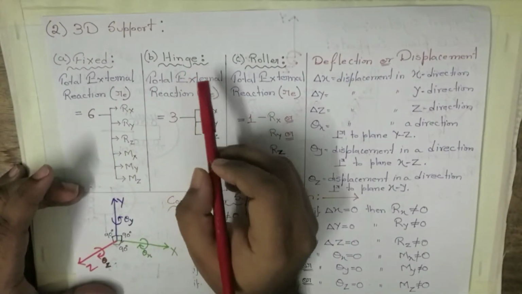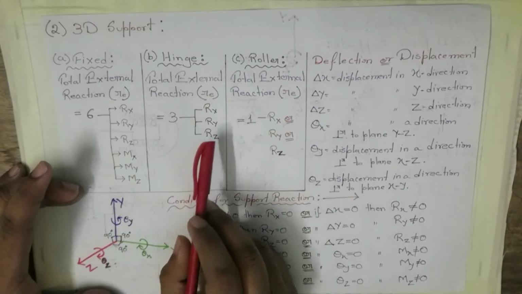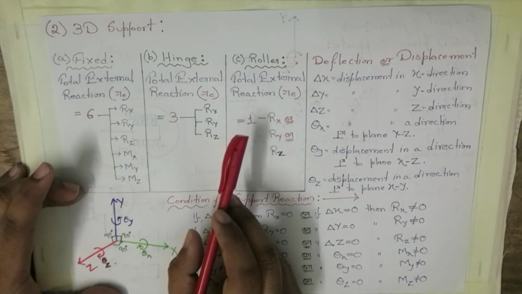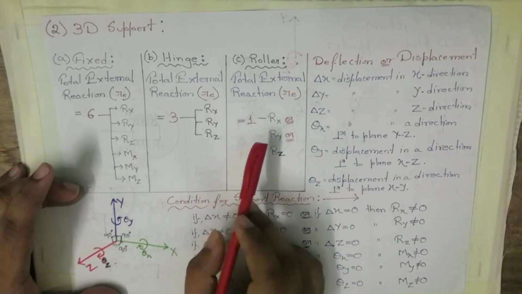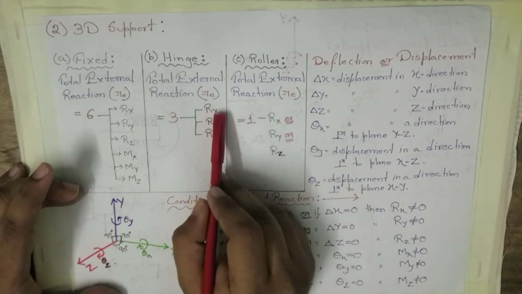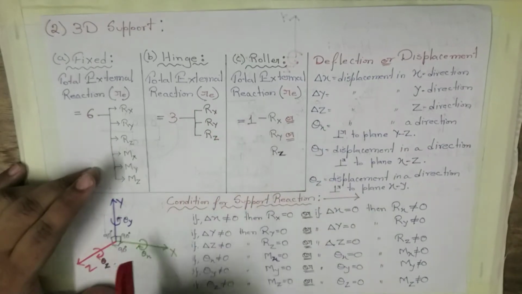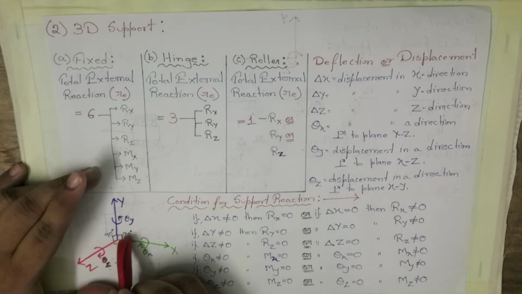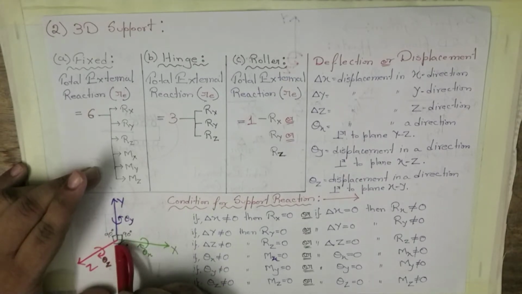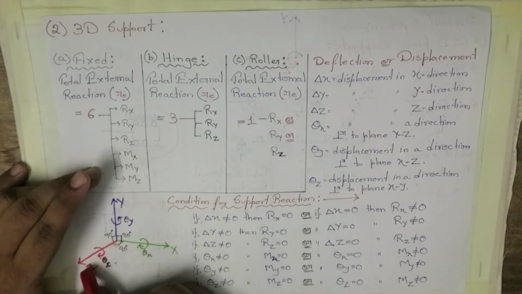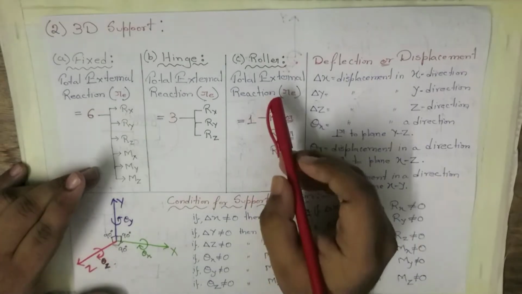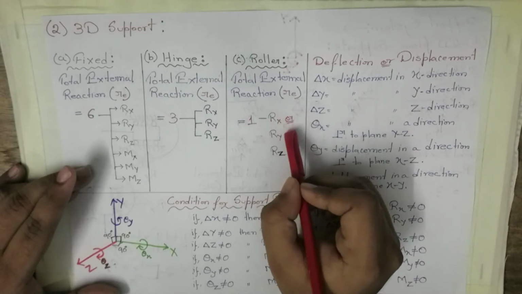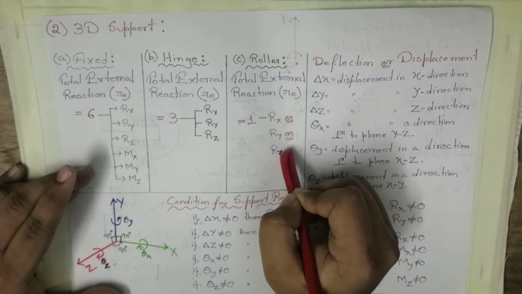For hinge support, only and only horizontal and vertical, lateral and transverse movements are restricted. No rotational movement is restricted. Rx, Ry, Rz. Horizontal displacement along x direction, vertical displacement along y direction. Similarly, horizontal displacement along z direction. For roller, only one. It is either Rx or Ry or Rz.